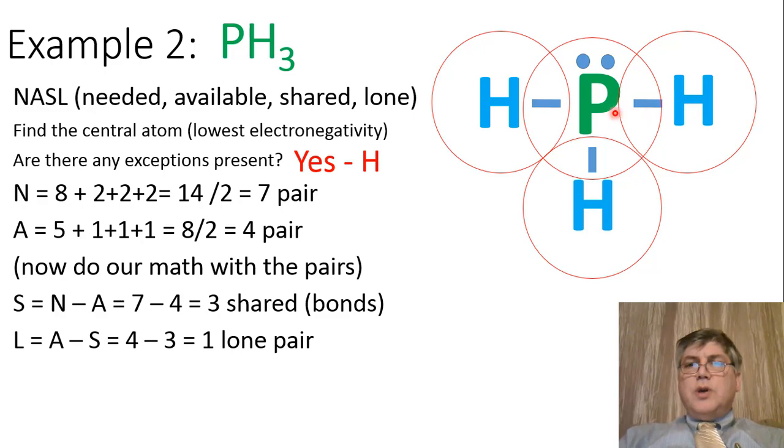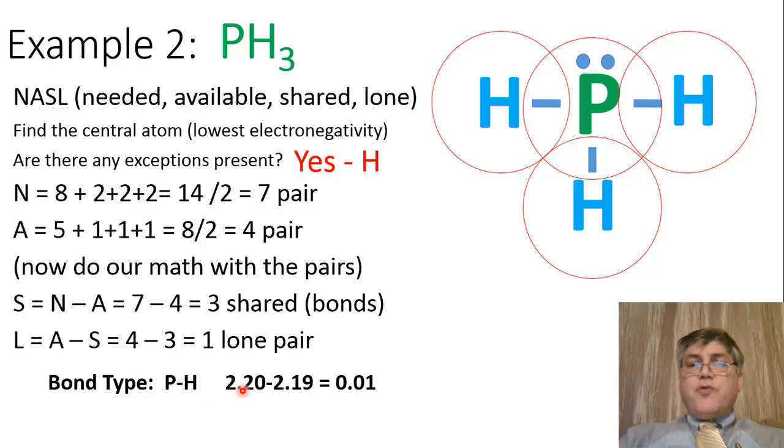And let's count the phosphorus electrons. So this dash counts as 2, 4, 6, and the lone pair makes 8. So everybody is happy. Let's also look at the phosphorus-hydrogen bond. We start with hydrogen, really, which is first, so 2.20, and the electronegativity of phosphorus is 2.19. The difference is 0.01, very small, which means that this is a non-polar bond between phosphorus and hydrogen.